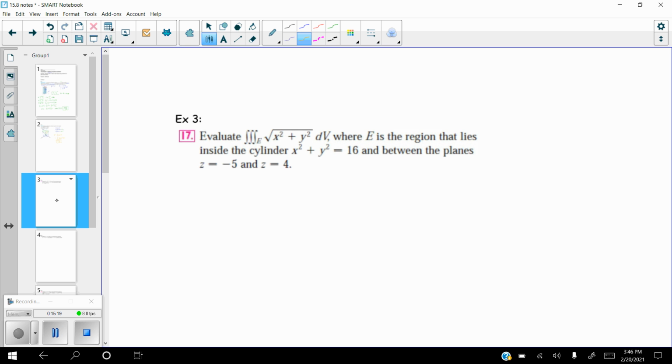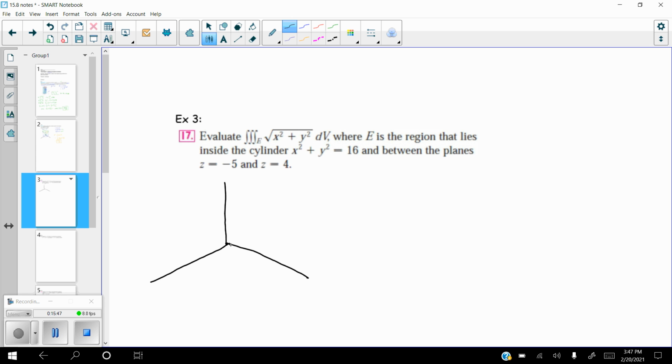All right, so evaluate the triple integral over E of the square root of x squared plus y squared dV, where E is the region that lies inside the cylinder x squared plus y squared equals 16, and between the planes z equals -5 and z equals 4. All right, so the sketch of this actually won't be very difficult. That's a very easy cylinder for us to sketch.